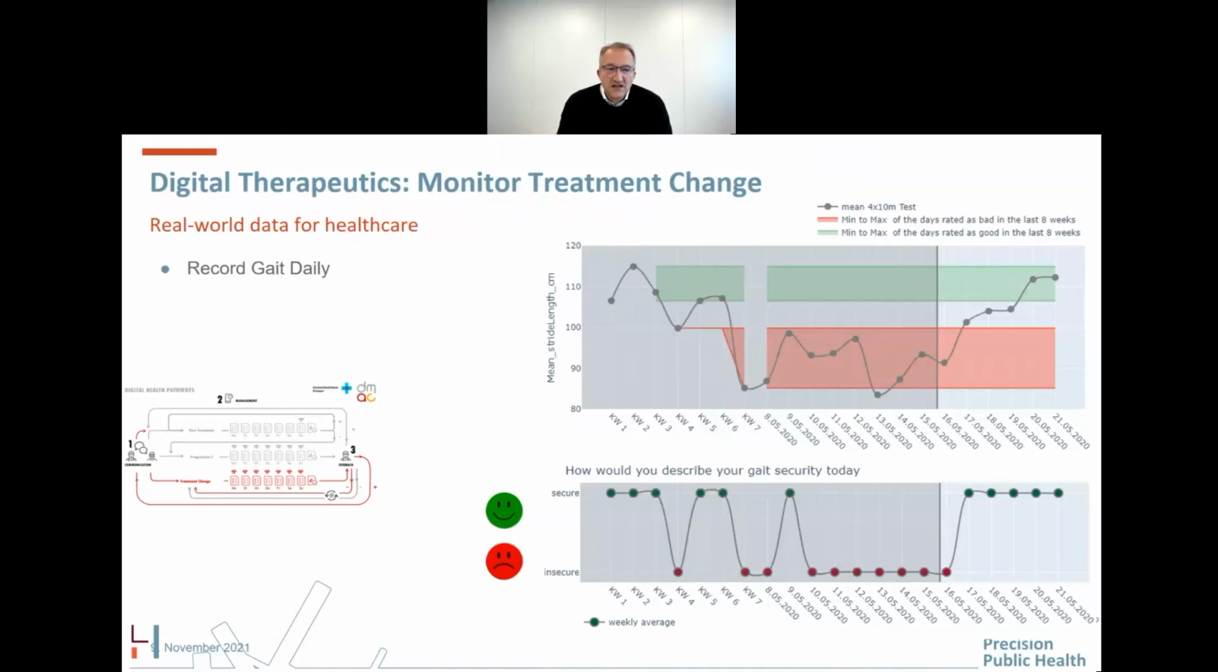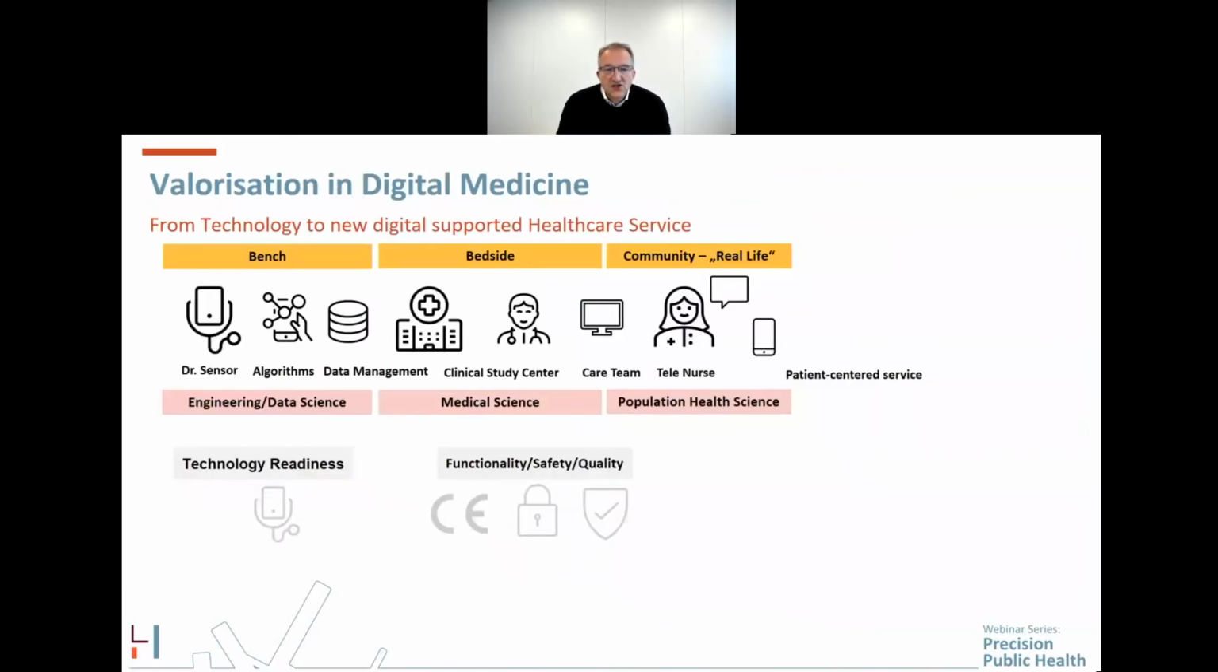And this is really the idea of getting sensors into healthcare support systems, into digital therapeutics or digital monitoring systems. And this is really the valorization and the translation of research data into healthcare processes. But it's also important to annotate this real-world data in such a way. So to summarize, this translation from bench to bedside and then into population health and community really reveals that in the end we end up with a patient-centered service.